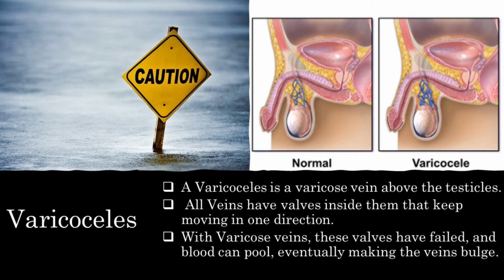Varicocele is a condition of the veins above the testicles. All the veins have walls inside them that keep blood moving in one direction. With varicose veins, these walls have failed and blood can pool, eventually making the veins bulge.